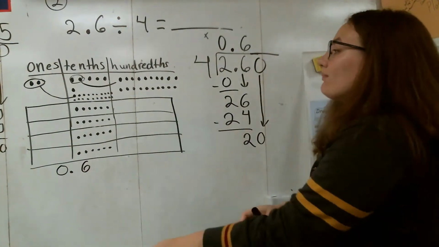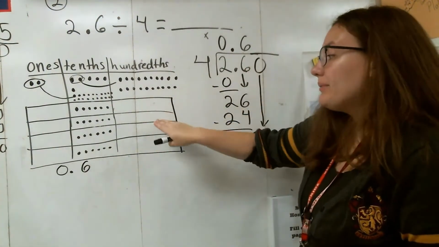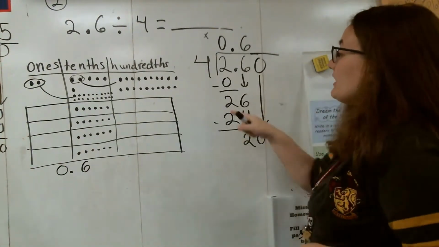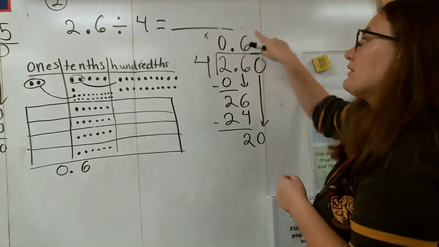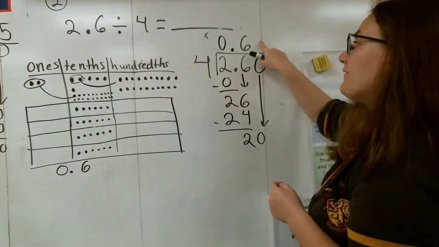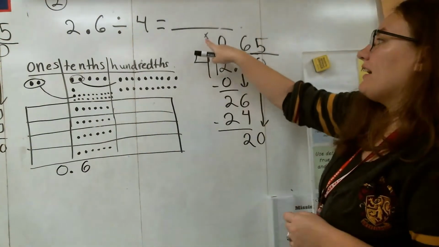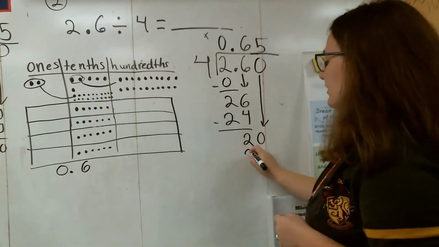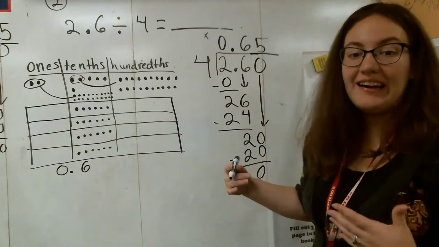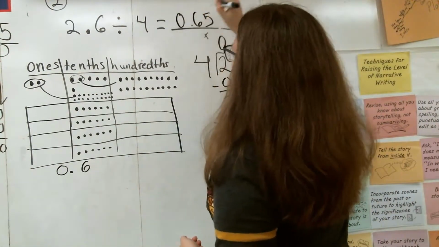So again, with my 20 hundredths, normally, yes, I would cross them off and put them in a box. But I'm just going to do it over here just to save some time. And I'm going to think about 4 times what is 20. Well, I know that 4 times 5 is 20, so I'll put a 5 right here. And then I'll multiply 4 times 5 is 20. I'll subtract. I don't have a remainder, so I'm finally done. And my final answer is 65 hundredths.